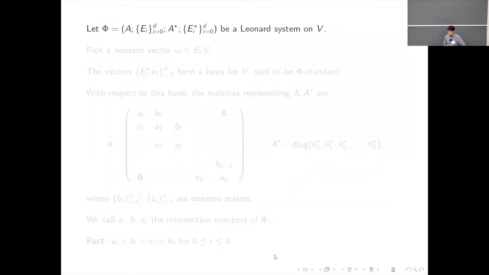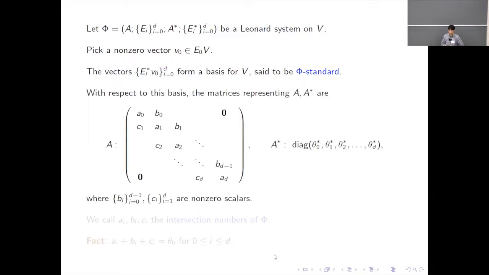Now we discuss further the Leonard system. So here is our Leonard system Phi, and we choose a non-zero vector, say v naught, from E naught V, and we consider the sequence of vectors E I star v naught, where I is 0 to D. Then it turns out that this sequence is a basis for V, and we call this the Phi standard basis. The Phi standard basis is nice because with respect to this basis, the matrix representations of A and A star are given as you see here.